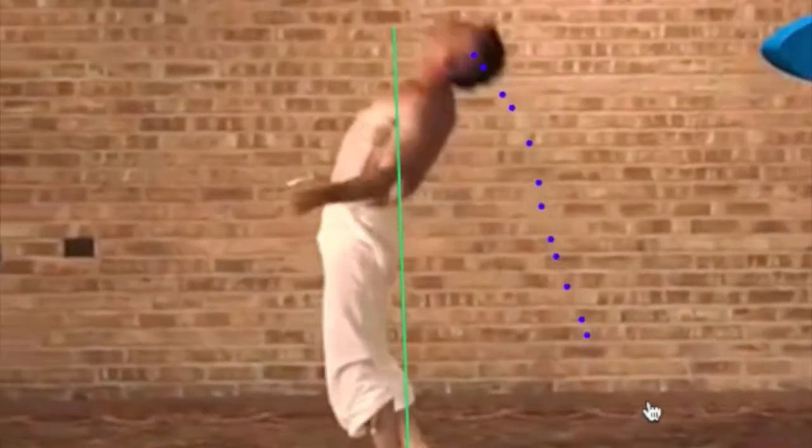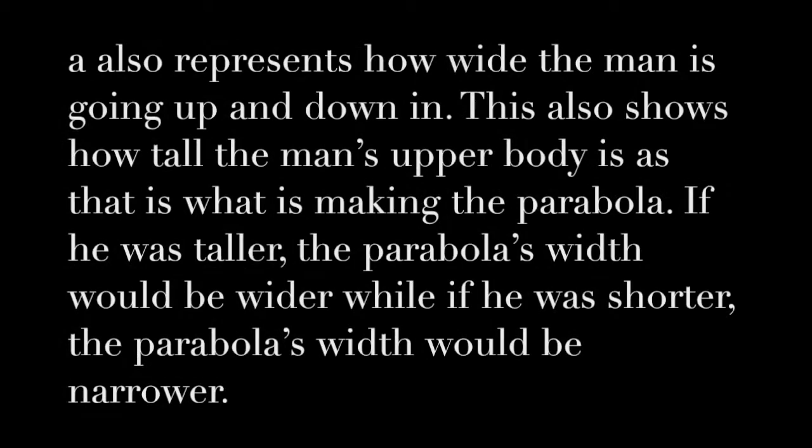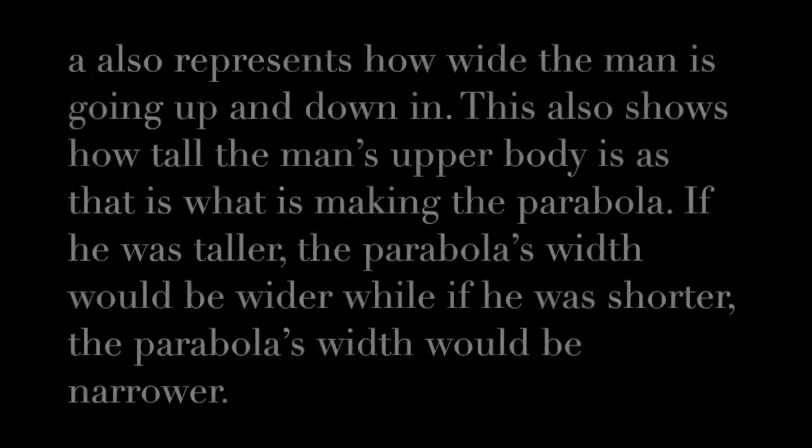A shows if the man is going up and down or down and up. In this context, A must be negative as the man goes up and down making a frown. The parabola opens up downwards. A also represents how wide the man's going up and down is. This also shows how tall the man's upper body is, as that is what is making the parabola. If he was taller, the parabola's width would be wider, while if he was shorter, the parabola's width would be narrower.